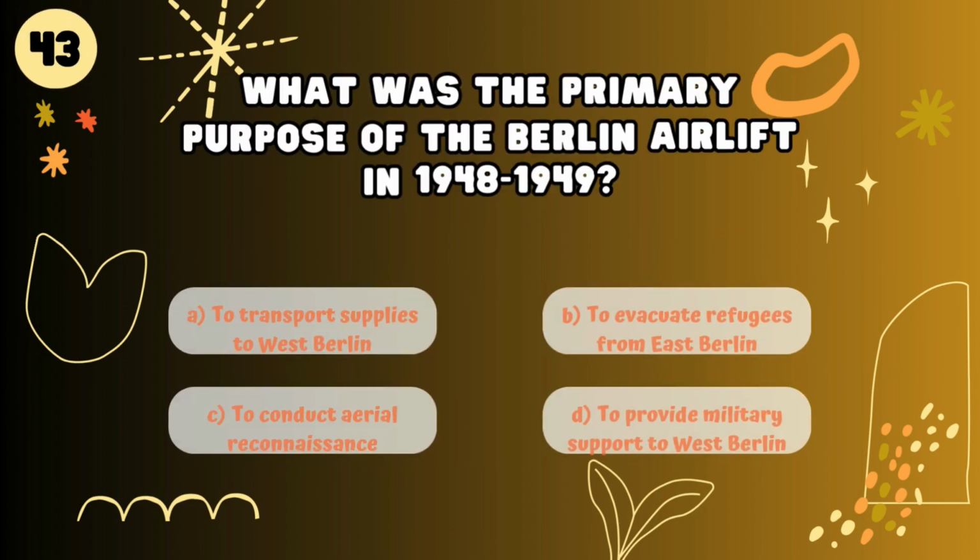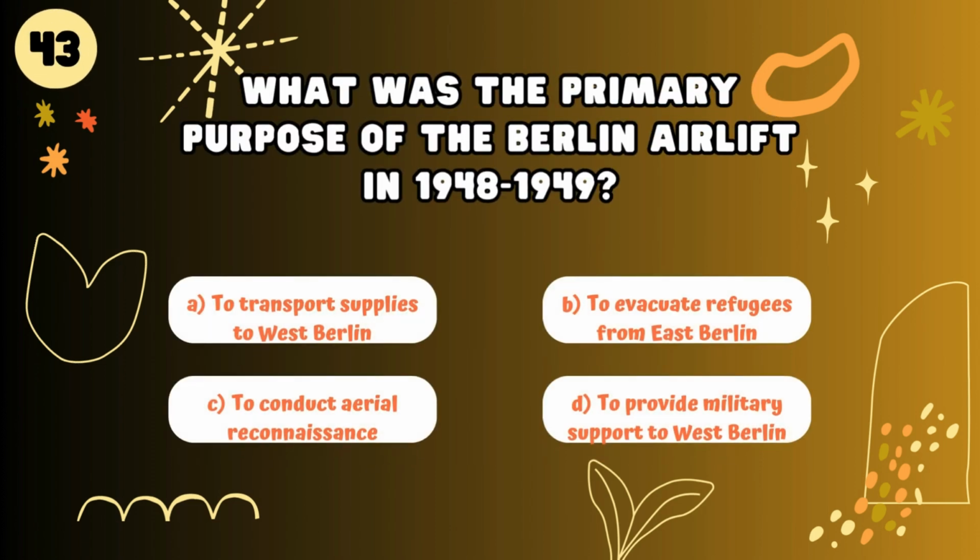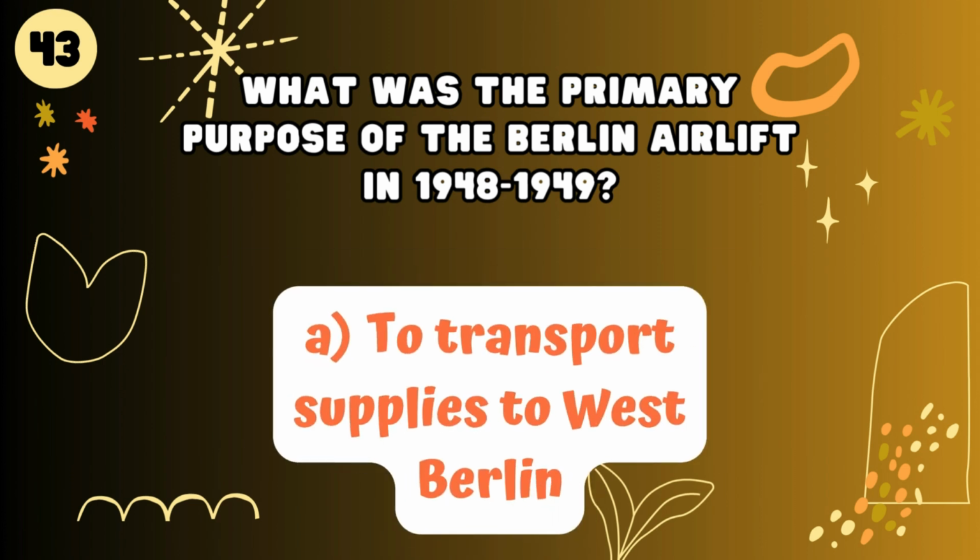What was the primary purpose of the Berlin airlift in 1948-1949? To transport supplies to West Berlin, to evacuate refugees from East Berlin, to conduct aerial reconnaissance, to provide military support to West Berlin. Answer: to transport supplies to West Berlin.